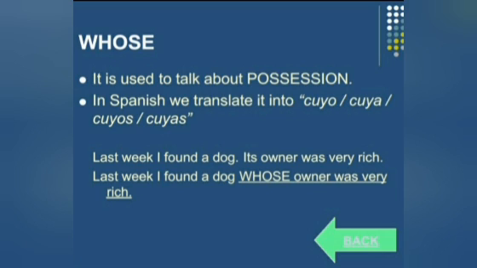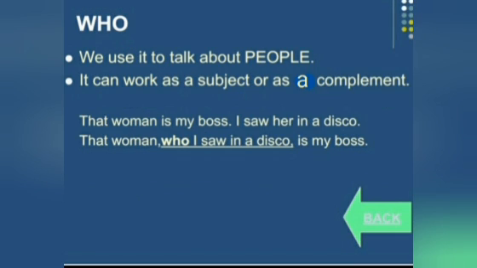So here whose is the relative pronoun connecting the two thoughts, and this whose is directing to whom? The dog. The dog is the possession. Kiska possession? Owner ka. Next we have who. We use it to talk about people. It can also work as a subject or as a complement. Like that woman is my boss. I saw her in a disco. So we can write that woman who I saw in a disco is my boss.